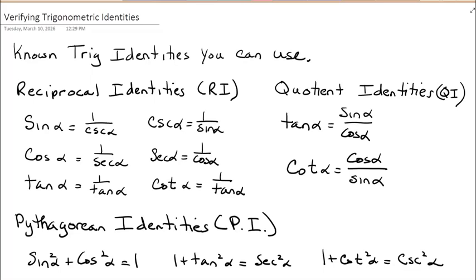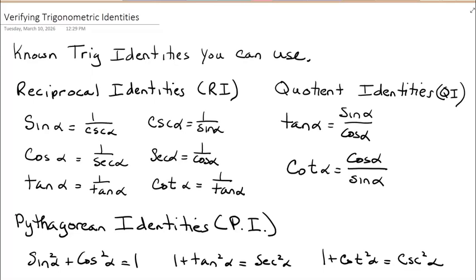And if you think about it, all 4 of the other trig functions can be written as a sine or cosine. So for example, cosecant alpha is 1 over sine. Secant alpha is 1 over cosine. Tangent alpha is sine over cosine, and cotangent is cosine over sine. So one of the things you can try when verifying an identity is just to turn things into sine and cosine, and you would use these particular identities for that.